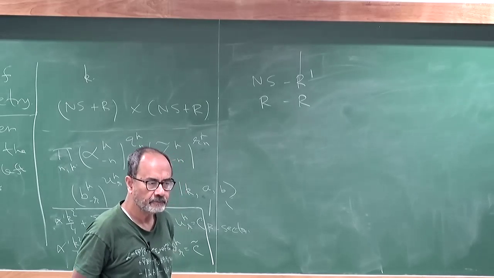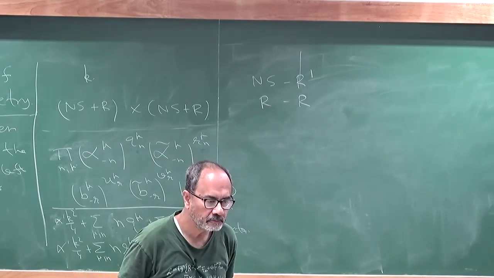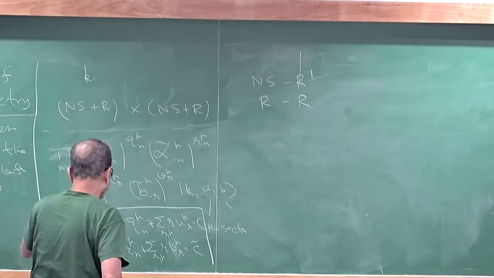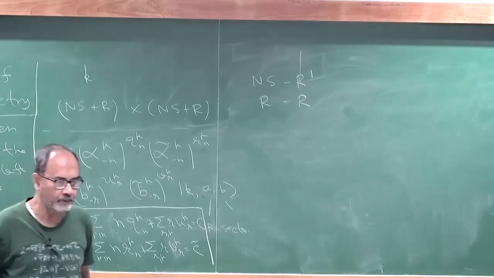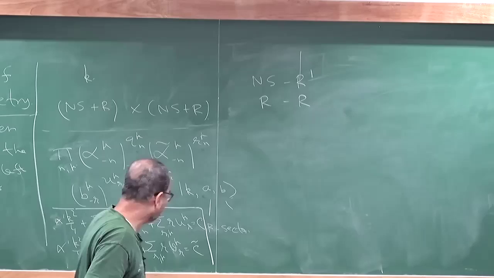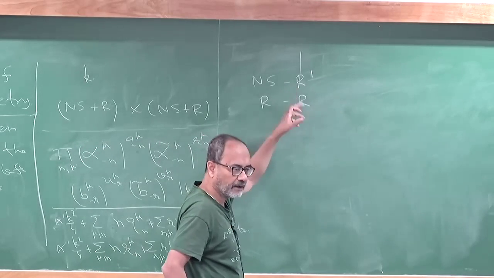Also, after you impose the level matching condition, you have k squared, so this condition has to be satisfied. Also, all the Ln and Gn conditions have to be satisfied. But after you satisfy that, you can forget about the right sector altogether. So take NSR and RR. You don't care if this is R or NS.